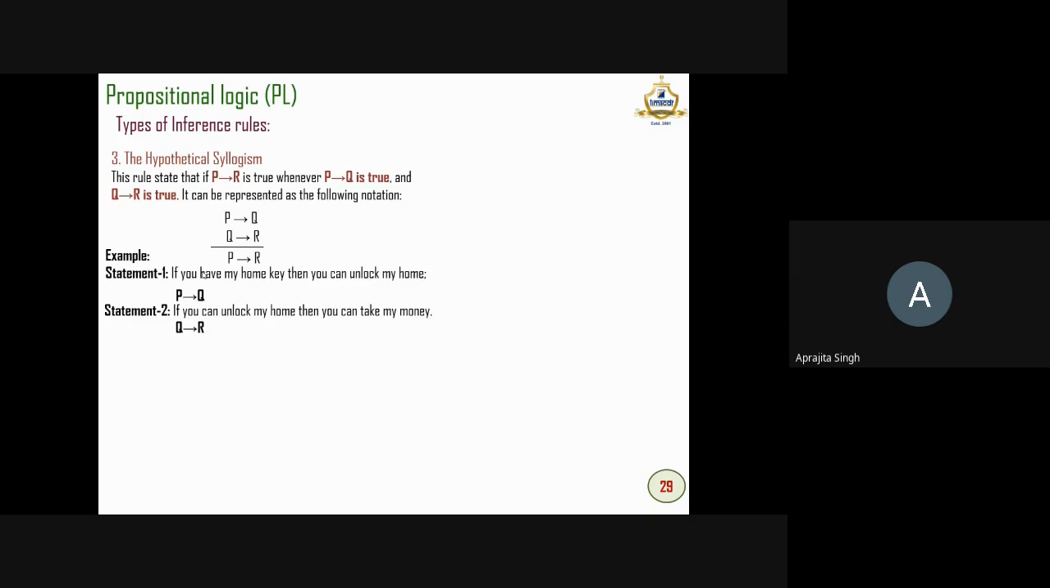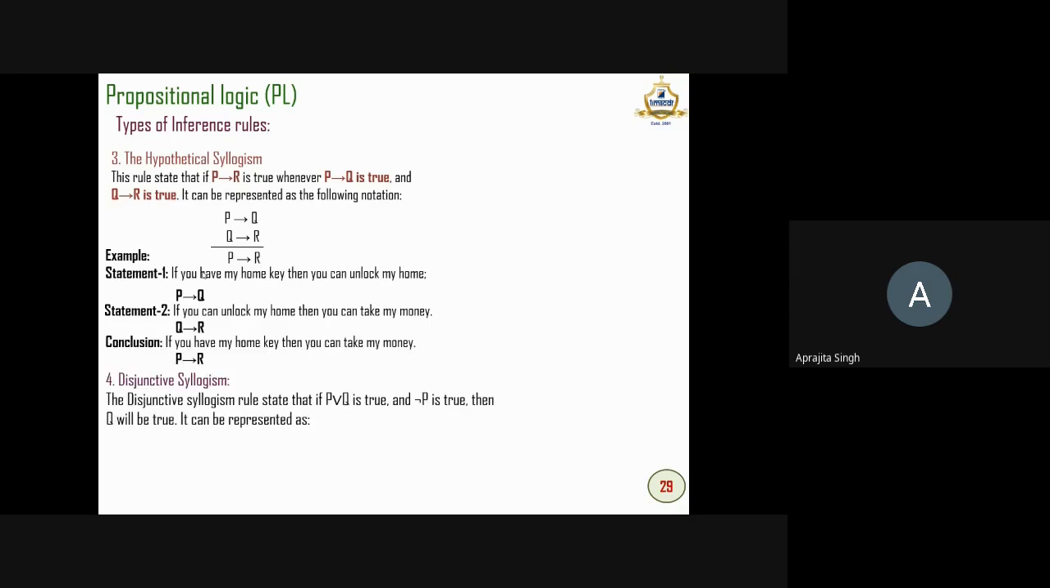What does this mean? Once you have the key, you can always take the money. The disjunctive syllogism rule states that if P or Q is true and not P is true, then Q will be true. Now, how can you prove all of this? You can make a truth table, apply it and see. You can prove that with the help of truth tables.